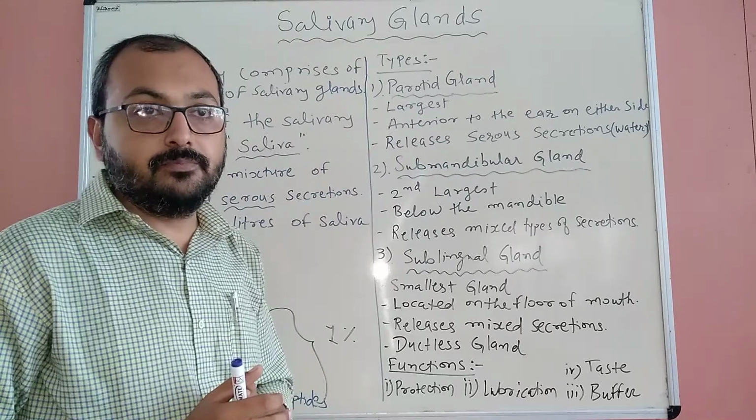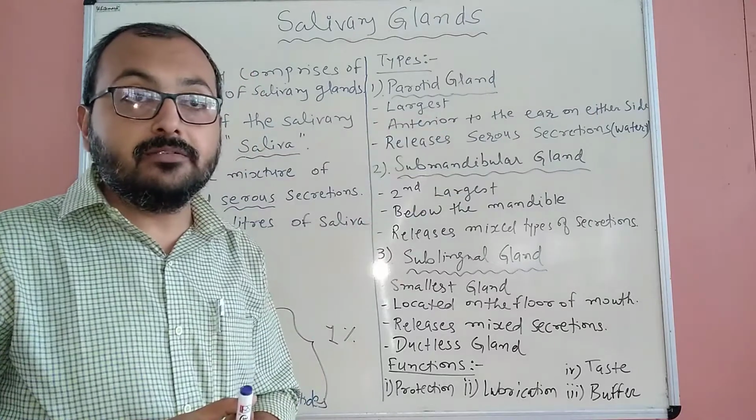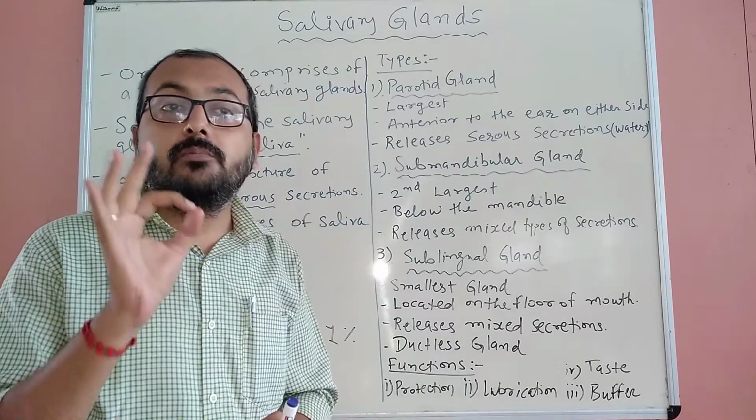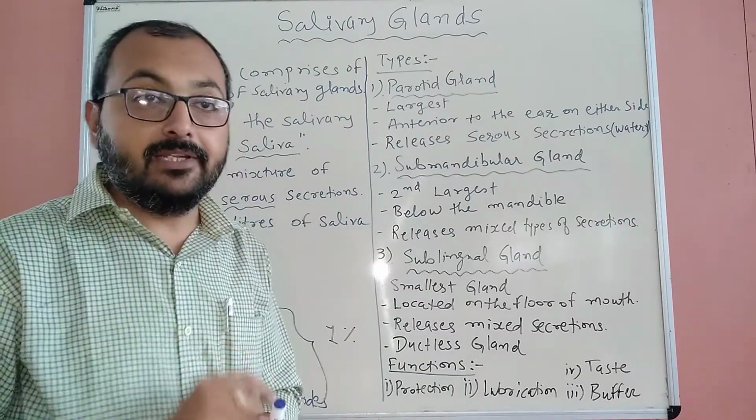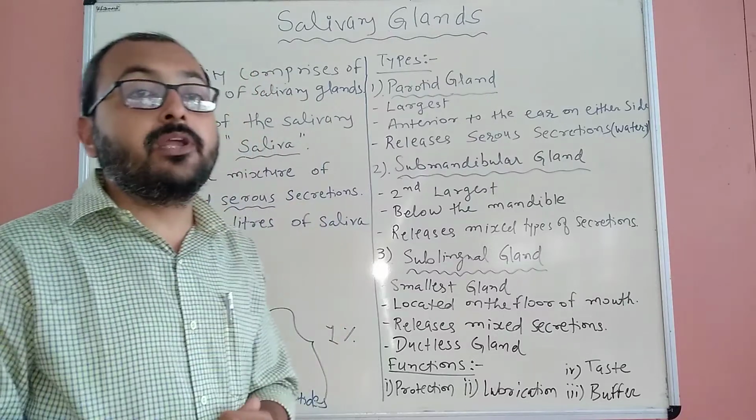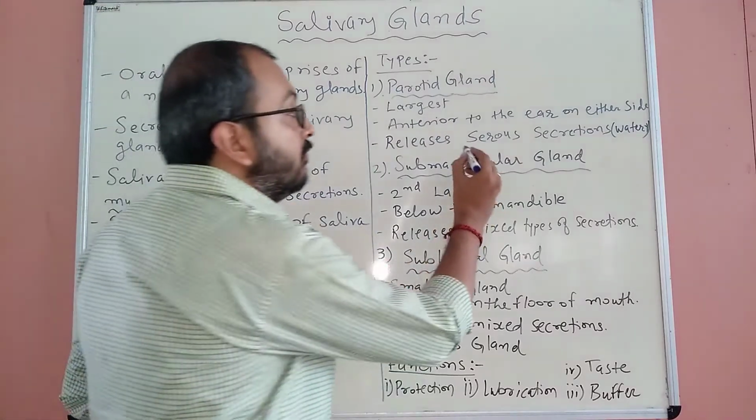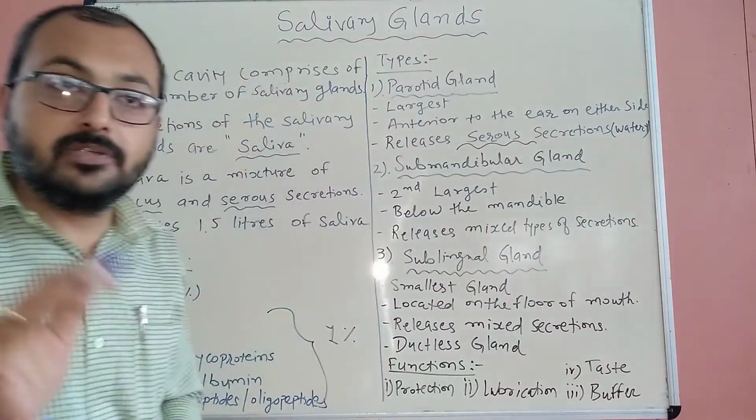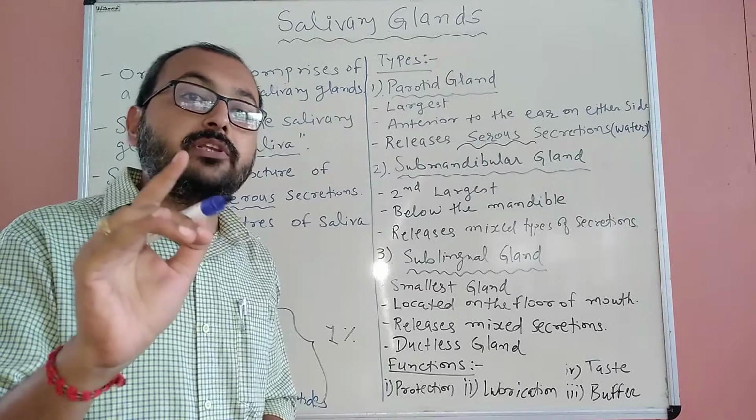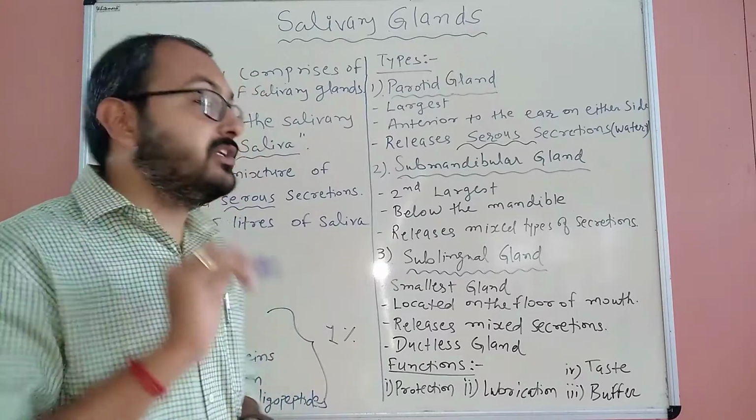The parotid gland is present just below the ear and on the anterior side of the ear, that is the front side. Remember this. This is the largest salivary gland. Next, which type of secretion is seen with the parotid gland? Its secretions are serous in nature. As I have stated, serous means watery secretions. So the secretions will be watery in nature.